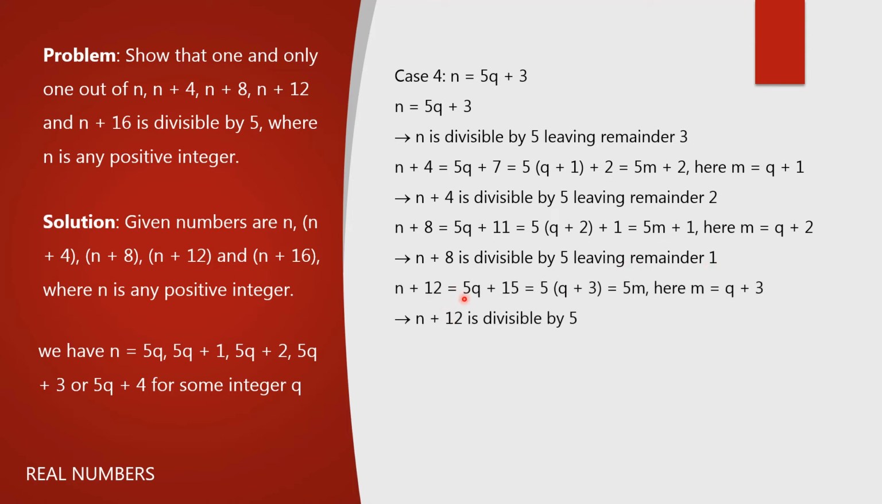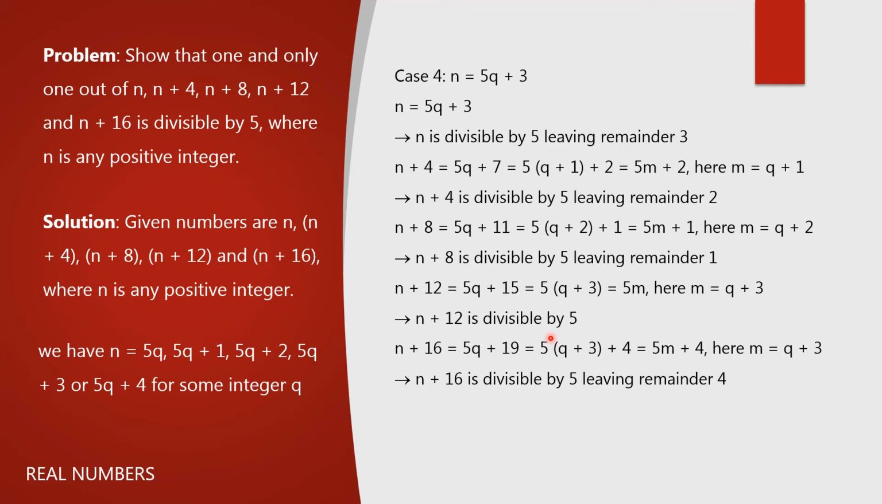n plus 12. n plus 12 is 5q plus 3 plus 12. That is 5q plus 15. I can take 5 common, 5 into q plus 3. That is 5m. I can write it as 5m plus 0. There is no remainder. Remainder will be 0 here. That's why n plus 12 is divisible by 5.